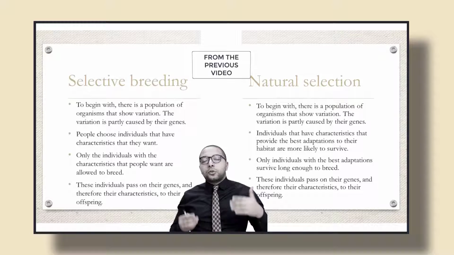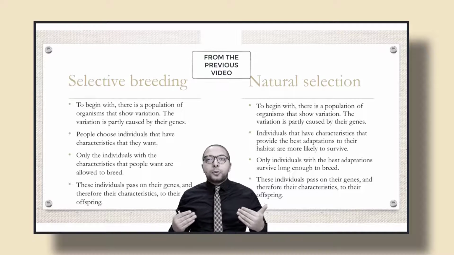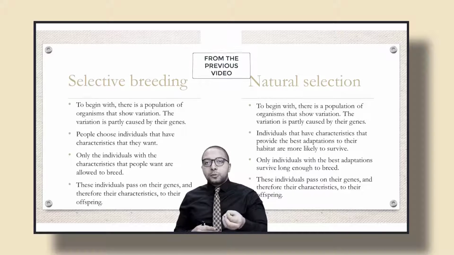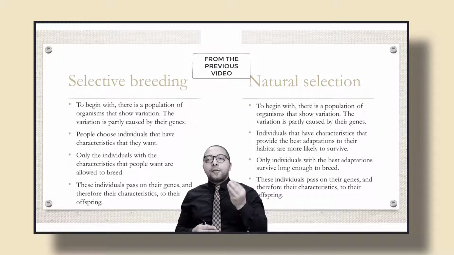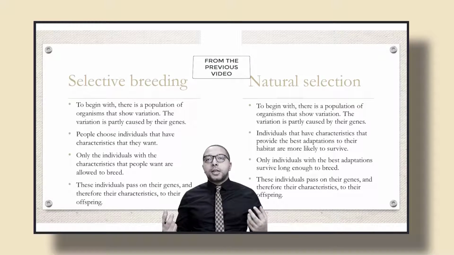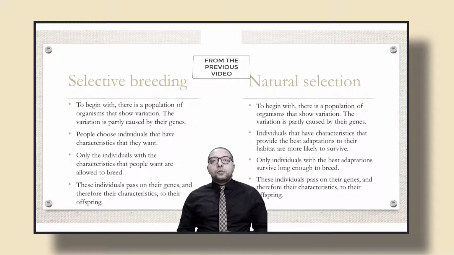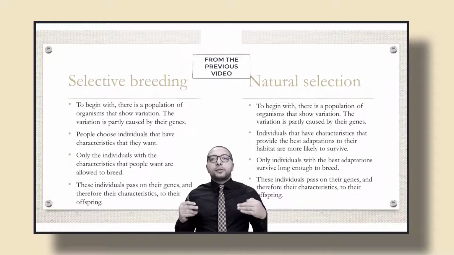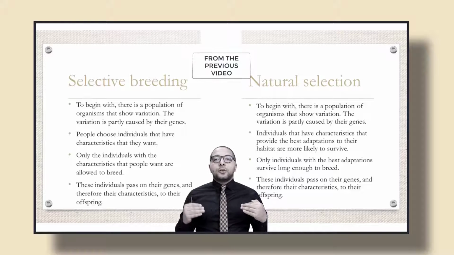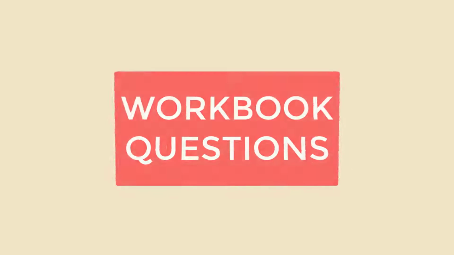At the end of both processes, the individuals of the species are going to have a favored feature. This feature is either decided by humans in selective breeding or by natural selection in the case of nature. So on both sides we have a characteristic. On one side humans are deciding, on the other side nature is deciding.